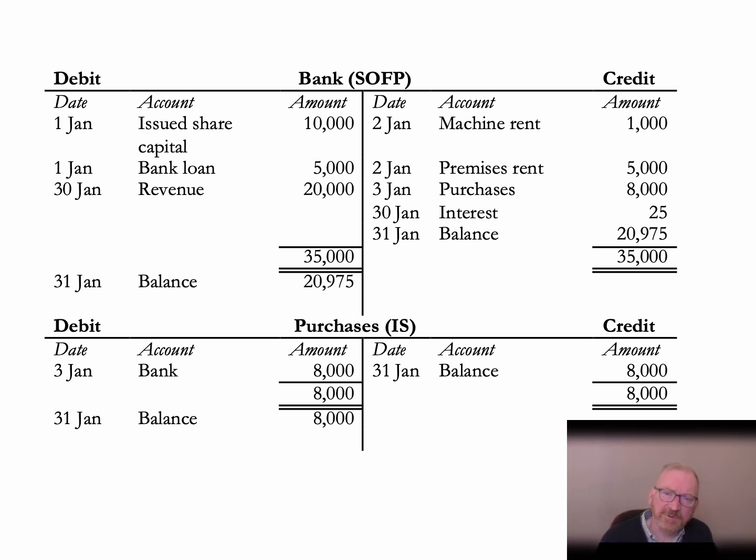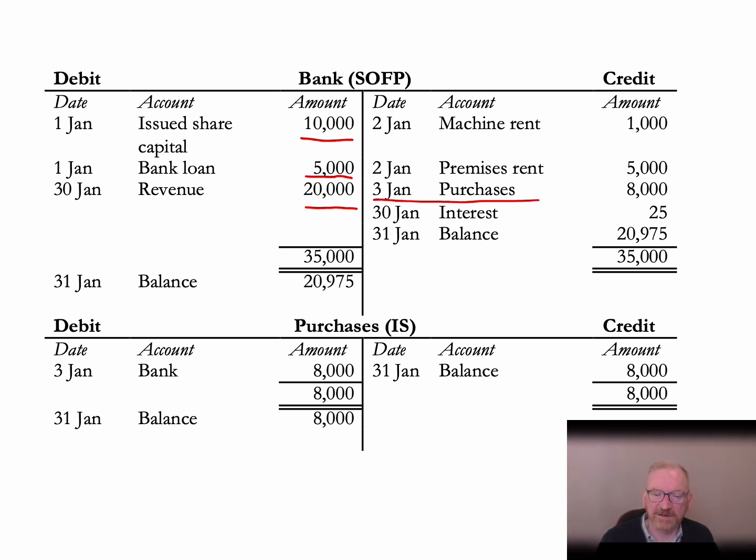The next step is to put all these transactions into T accounts. Okay. So what do we do here? Well, we start off with the issued share capital. We're debiting the bank with the issued share capital, debiting the bank with bank loan, debiting the bank with the amount of sales receipts here. Now, all of these items we'll see in a second are going to the corresponding accounts. We've got machine rent, premises rent, and purchases.